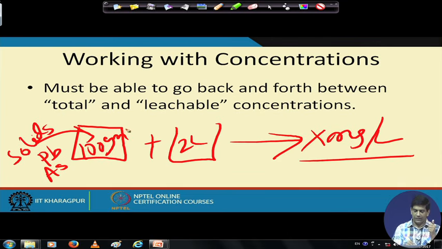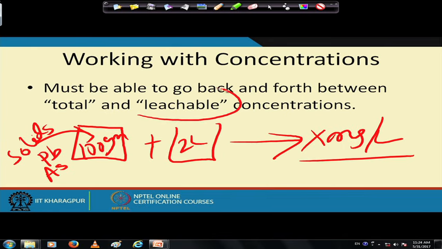So once things move from the solid phase to the liquid phase, how much will move to the liquid phase? That is called the leachable concentration. How much is actually leached out? When they are in the solid phase, they are in some sort of matrix. So how much of that lead or arsenic will leach from this solid and go into the liquid? That's called the leachable fraction. If we know the leachable fraction, we can calculate the total, at what fraction, say 20%, 5%, 10%. Usually you don't see much leachability. Anything more than 20% you don't see.